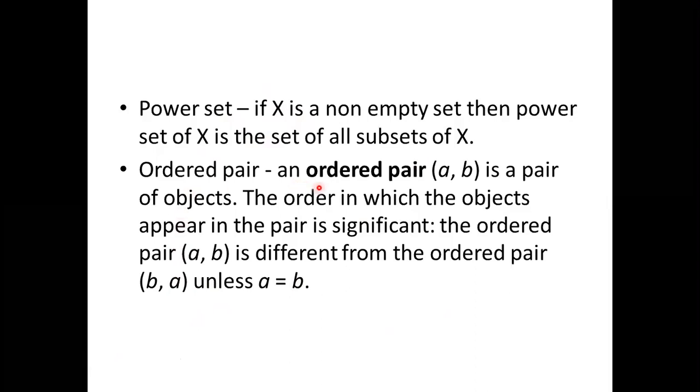Next, ordered pair. An ordered pair (A, B) is a pair of objects. The order in which the objects appear in the pair is significant, such that the ordered pair (A, B) is different from the ordered pair (B, A) unless A is equal to B. So if we are talking about an ordered pair, the order in which these objects appear matters.